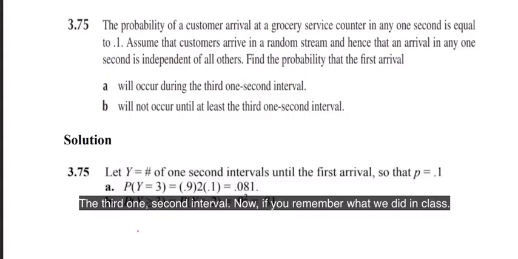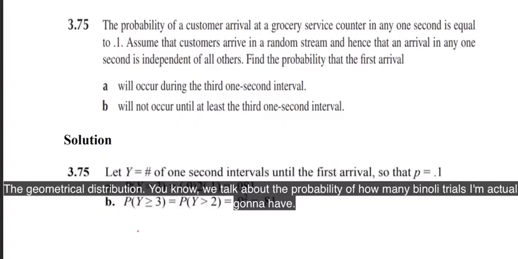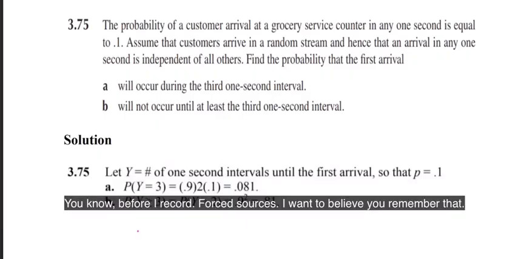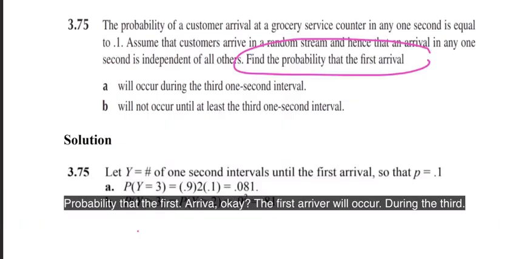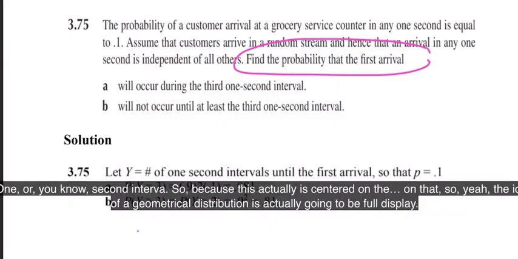Now, if you remember what we did in class, we talked about the geometrical distribution, and of course, in the geometrical distribution, we talk about the probability of how many binary trials I'm going to have before I record the first success. I want to believe you remember that. And of course, here is actually centered. You take a look at the question here. It talks about finding the probability that the first arrival will occur during the third or second interval.